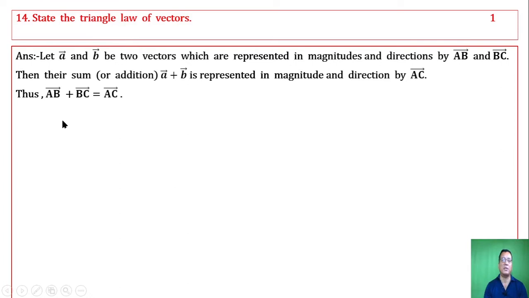Thus, AB vector plus BC vector equal to AC vector, as in this picture. The sum of a vector and b vector is AC, directed from A to C, and whose magnitude represents its magnitude.